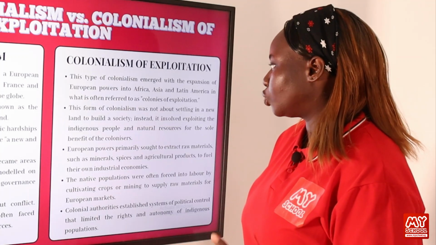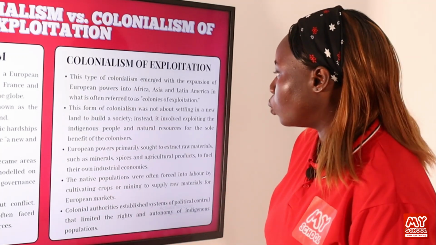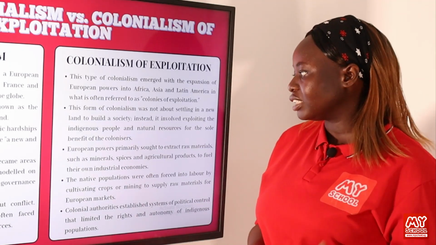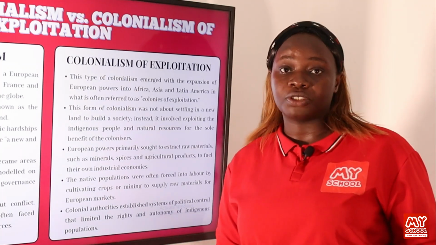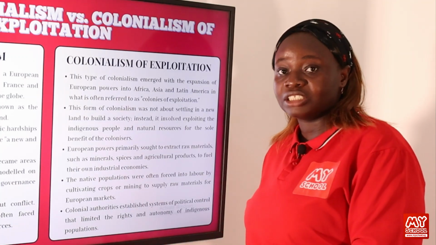So it is often referred to as the colonies of exploitation. This form of colonialism was not about settling in a new land to build a society. Instead, it involved exploiting the indigenous people and natural resources for the sole benefit of the colonizer. Again, the Industrial Revolution began in European society.